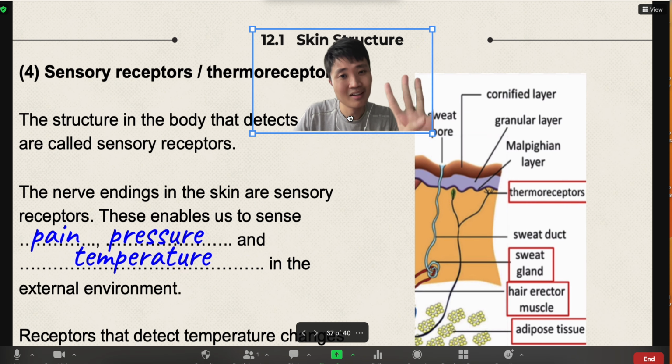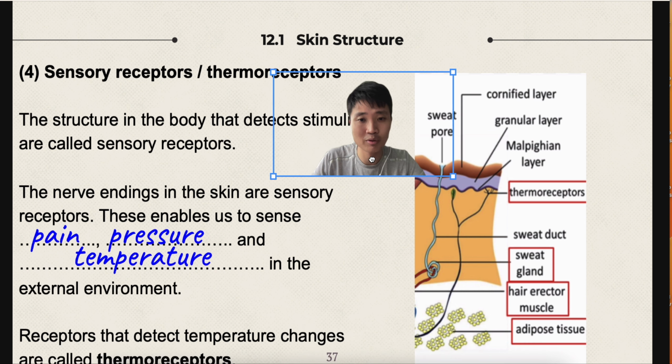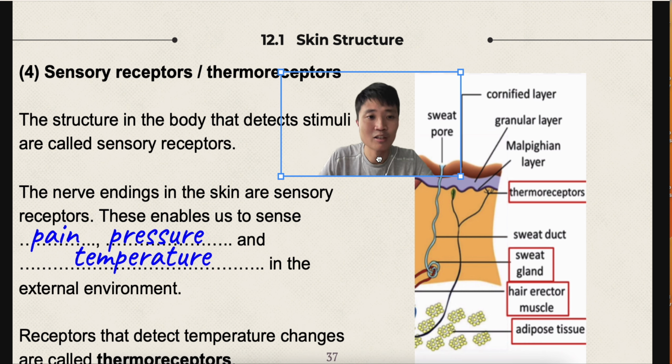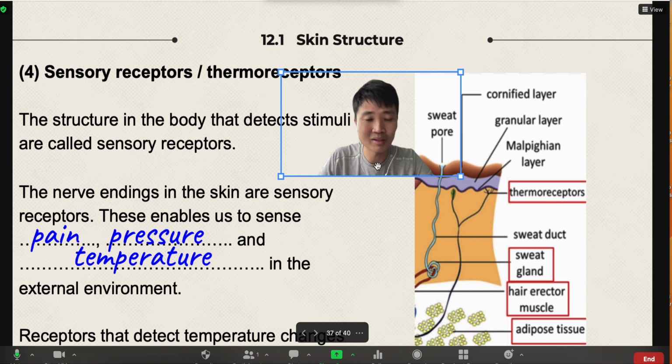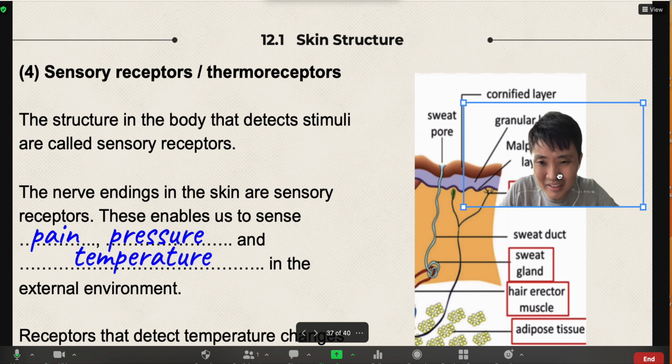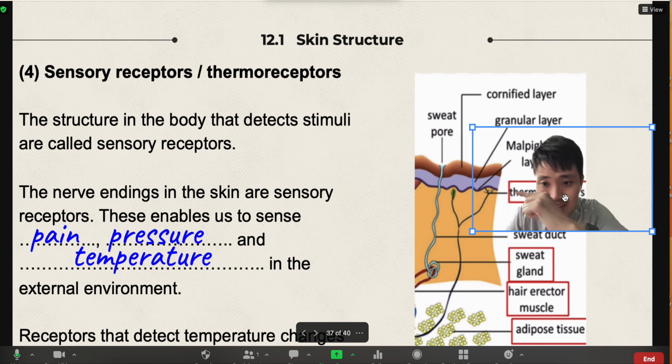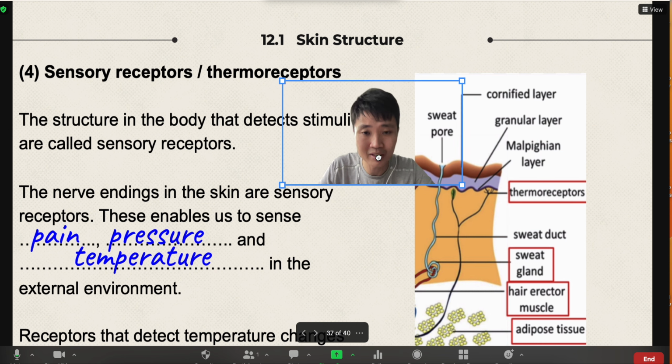Now, number 4, your sensory receptors or thermoreceptors. So follow me closely. The structures in the body that detect stimuli are called sensory receptors. For example, when you touch, you can feel, or when it's hot, you can feel, right? Now, can you see just beside the sweat pore here, there's this black colored thing here? That highlights thermoreceptors.